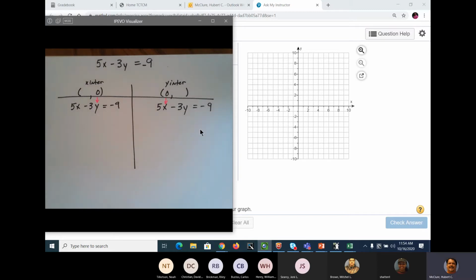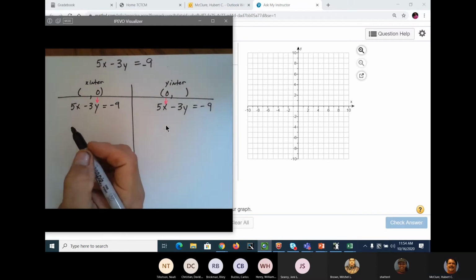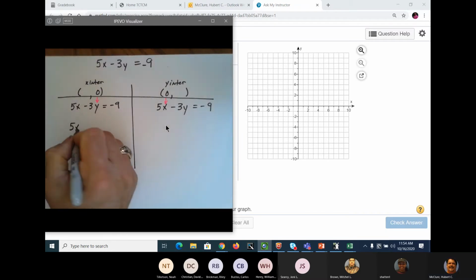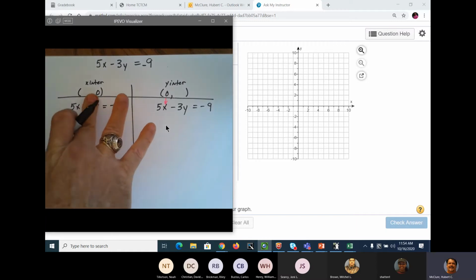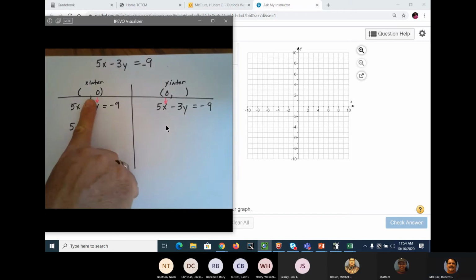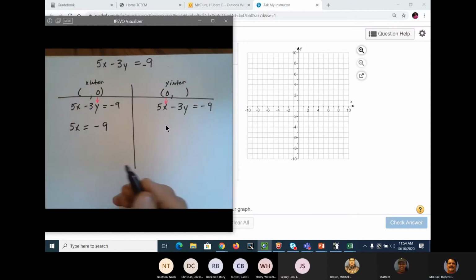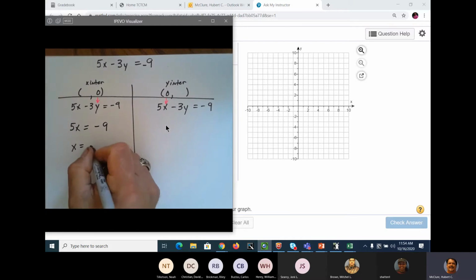All right, so now I'm going to apply a shortcut here. 5x, we'll cover that up, is equal to negative 9. Now that's a shortcut. X is equal to negative 9 fifths. I don't know why they want to give you a problem with a fraction, because you're not going to be able to graph it.